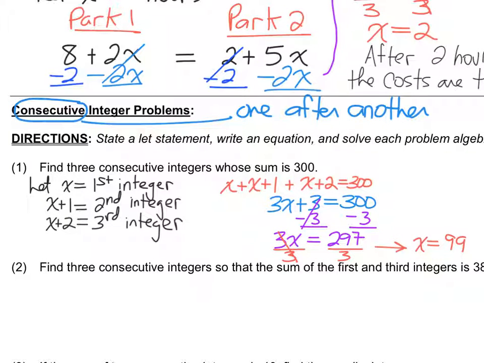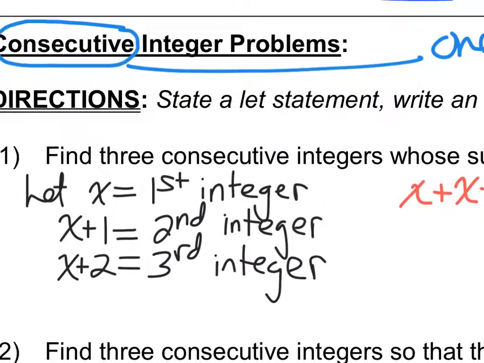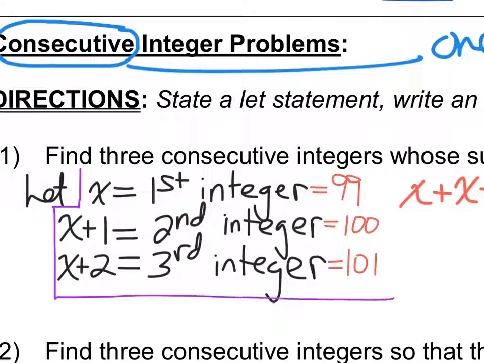So we don't need a conclusion statement for consecutive integer problems usually. You just need to say what the answers are. Find three consecutive integers. So that's why I left that little space there, because now I know that the first one is 99. Add 1 to that, you get 100. Add one more, you get 101. And so now this becomes my final answer.